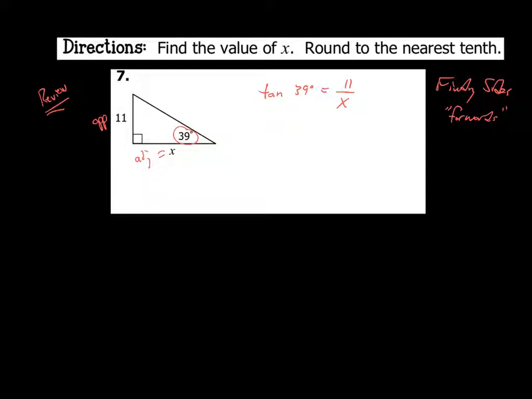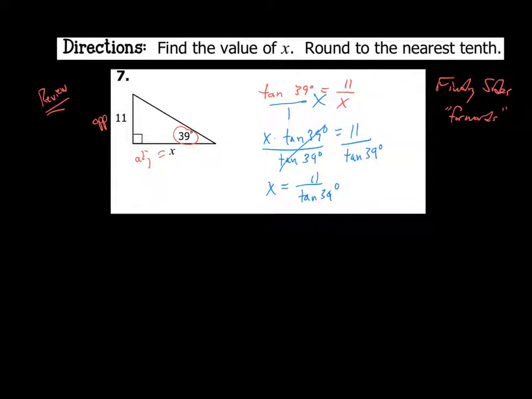Now what? I'm going to go ahead and put this over 1. Cross multiply and solve. I'm going to get x times the tangent of 39 degrees is equal to 11 times 1, which is 11. Okay, then I'm going to divide by the tangent of 39 to isolate x, and that cancels out, and I'm going to get x is equal to 11 divided by the tangent of 39 degrees.